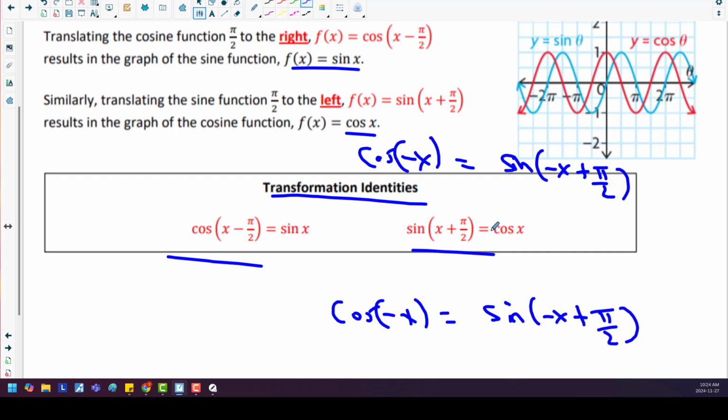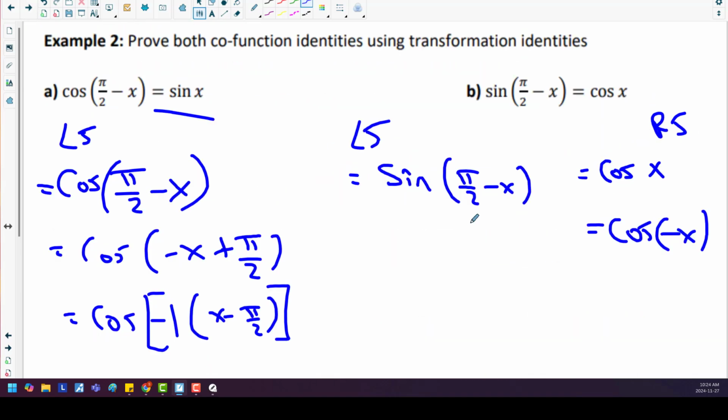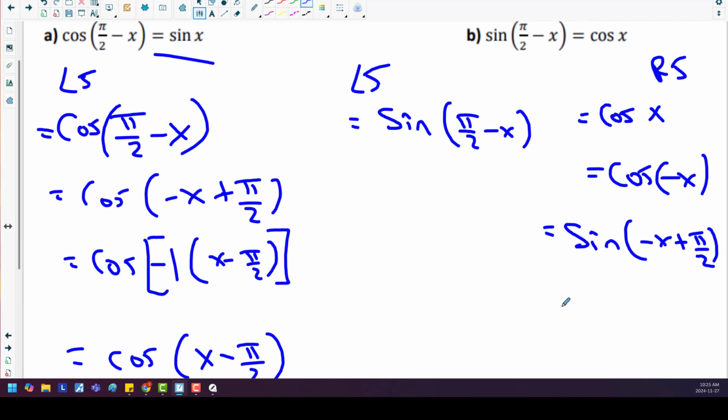So we're basically using this formula here, except instead of x, we just have negative x here and negative x here. So cos of negative x is equal to sine of negative x plus pi over 2. This is a transformation identity, because remember, the difference between sine x and cos x is just the addition of pi over 2.